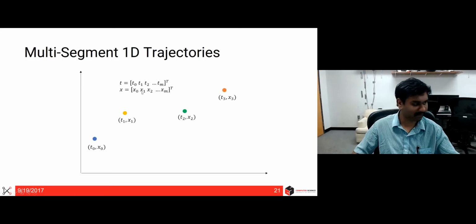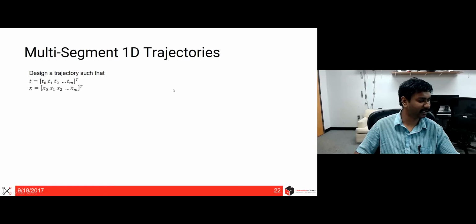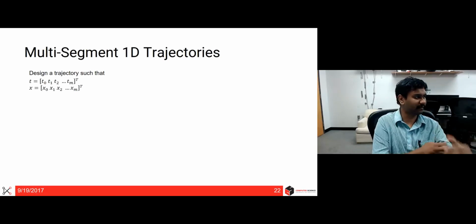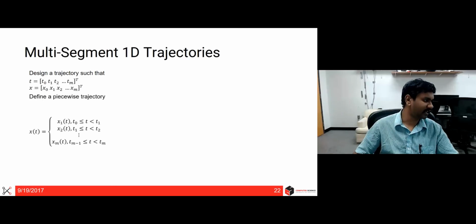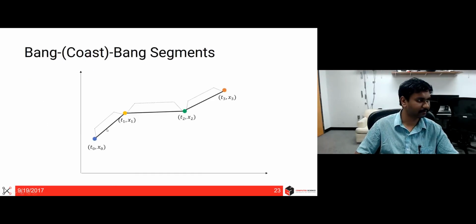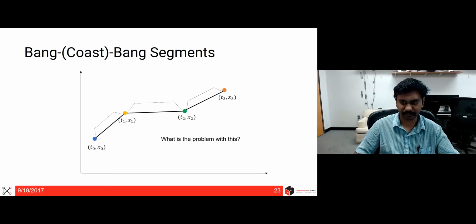So let's say we have m trajectories like this as shown before, and we want to design a trajectory such that at times t, we want to be at these positions x0 to xm. So define a piecewise trajectory x(t) such that these are piecewise constants as shown. And if we use bang-coast-bang trajectory, the velocity profiles are going to be something which looks like this. So take a moment to understand or think why this is not the best possible solution.